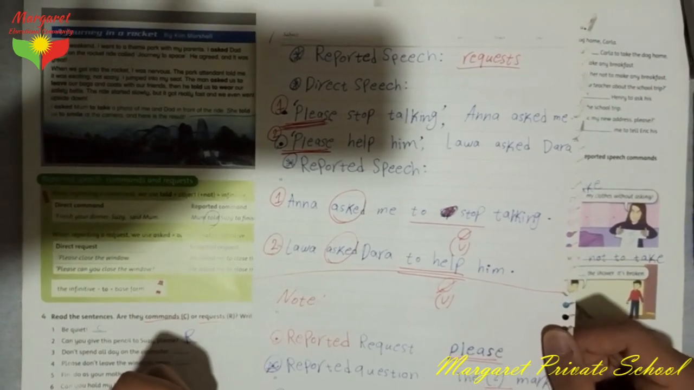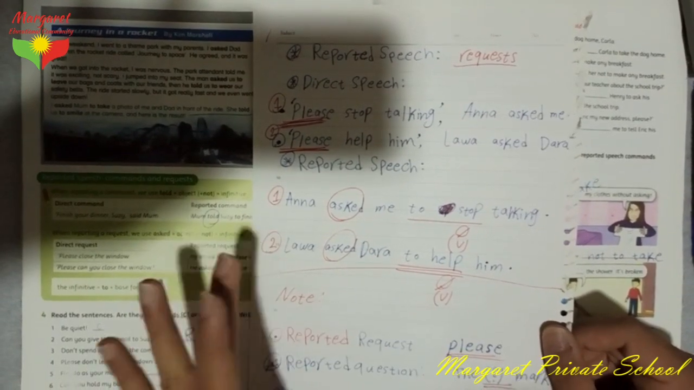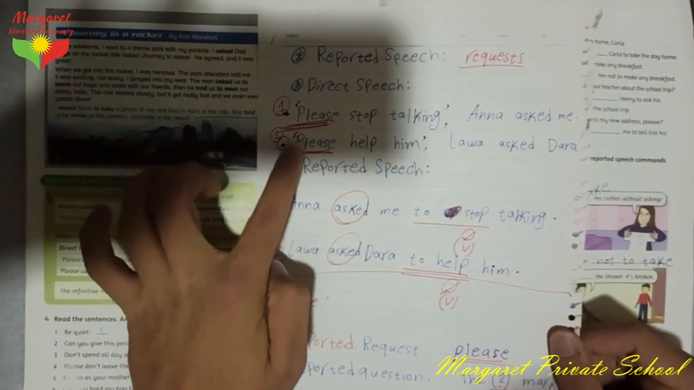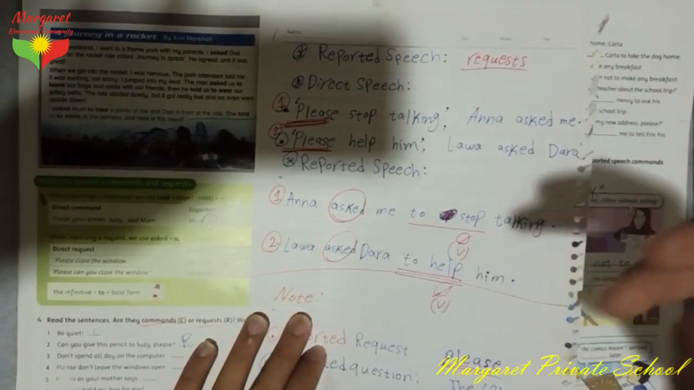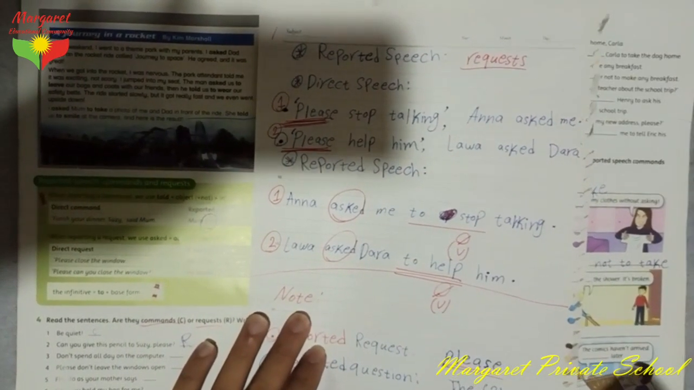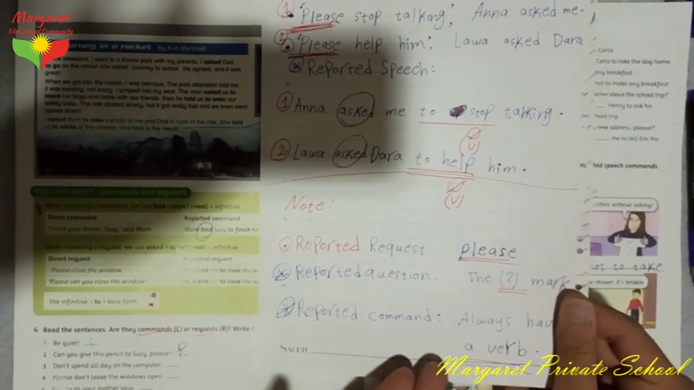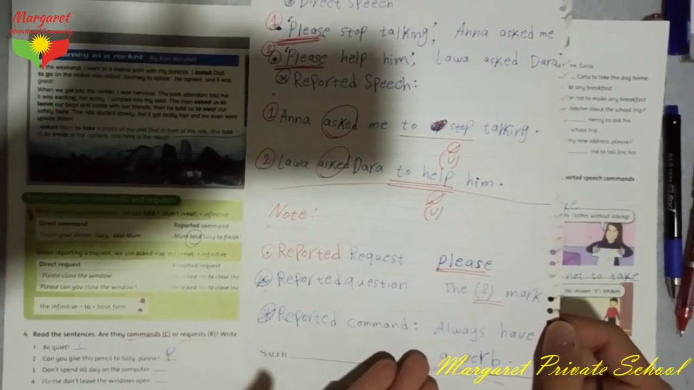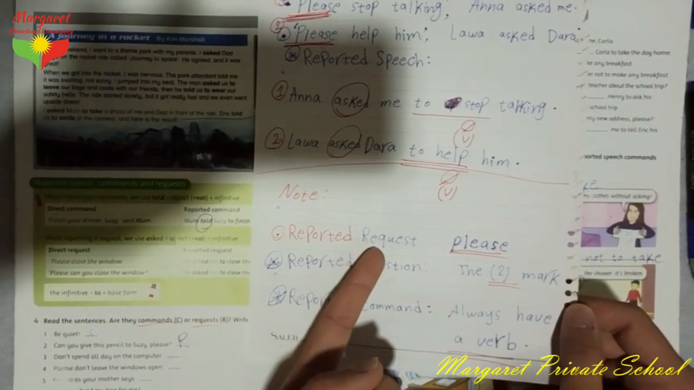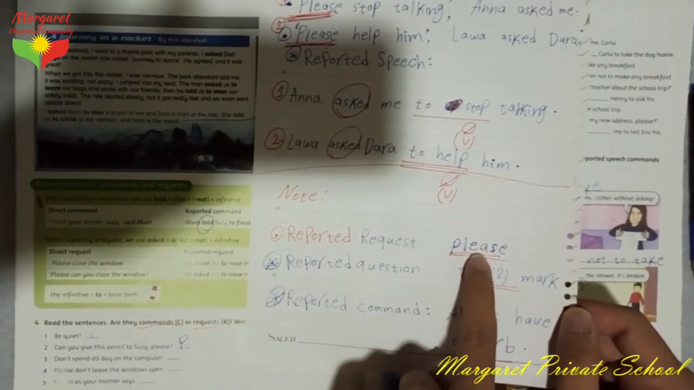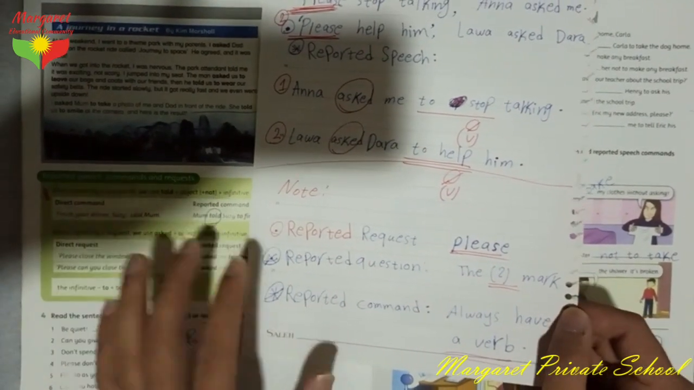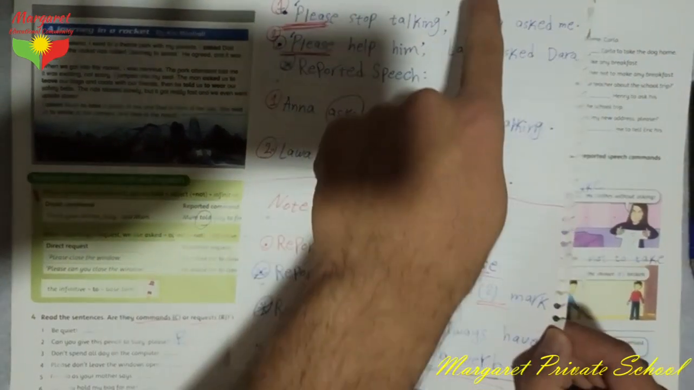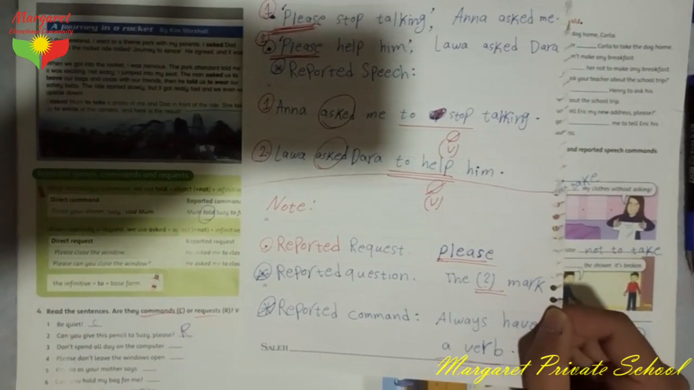Okay, guys, so it is very important for you to understand that we do not write down please again, but we use please to recognize reported speech requests. That's why I have written down these notes for you. For reported speech request, we recognize it when we see please. When we see please, we doubtlessly say that it is reported speech requests.